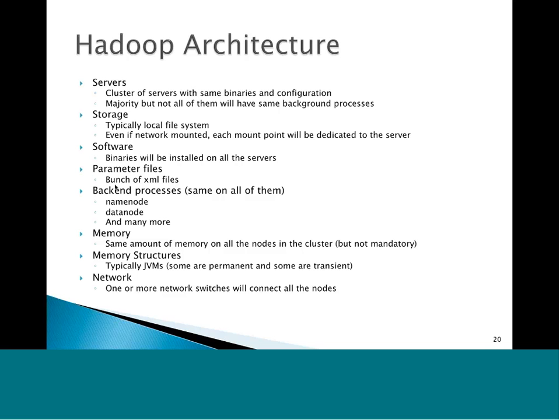Whereas in Hadoop, there will be a bunch of XML files, and we will see those as we proceed to further topics. And the backend processes will be like this: name node and data node. You have seen the terms earlier as well. These backend or daemon processes are for storage, and similarly there are other daemon processes for other purposes. And then memory will be the same amount of memory on all the nodes in the cluster, and memory structures will typically be JVMs. Network will be one or more network switches connecting all the nodes.